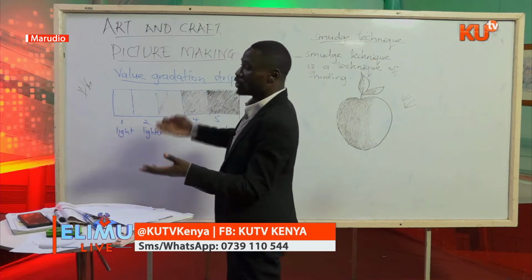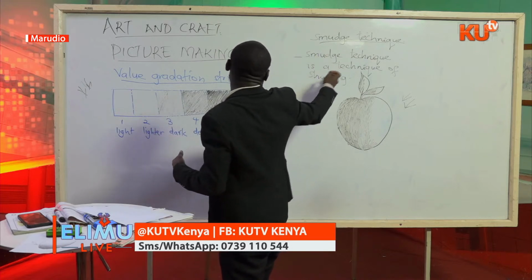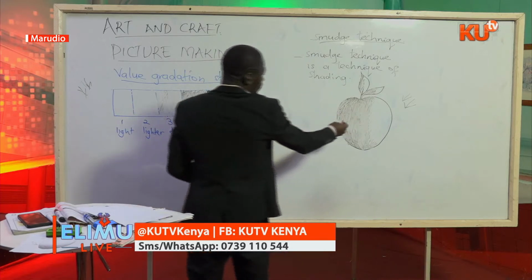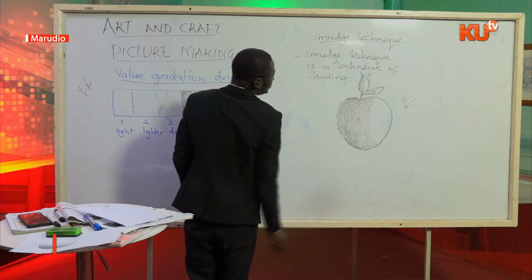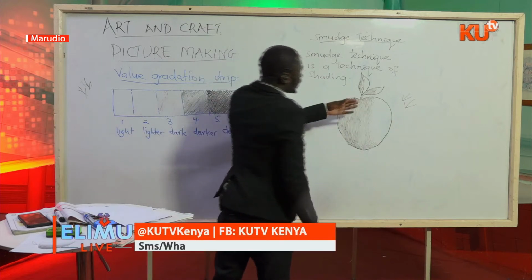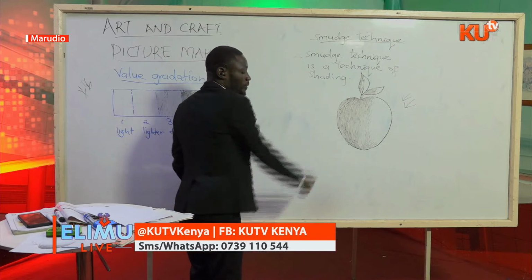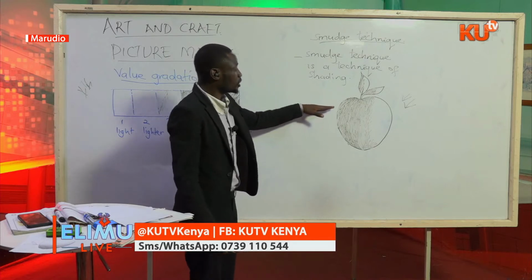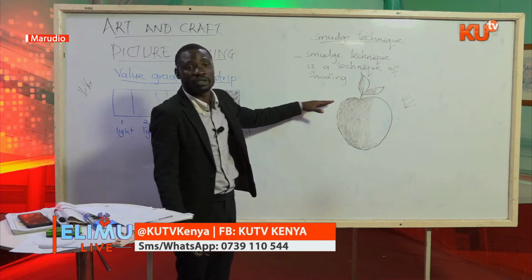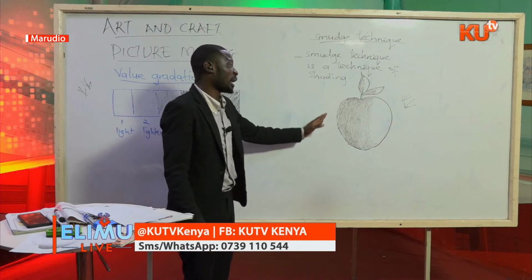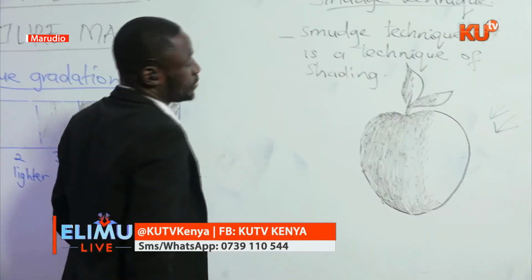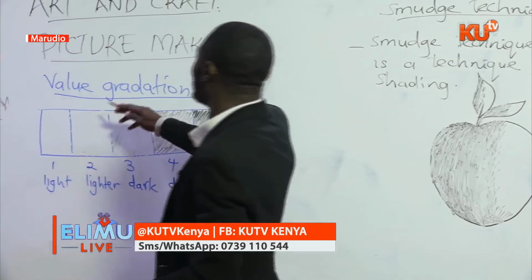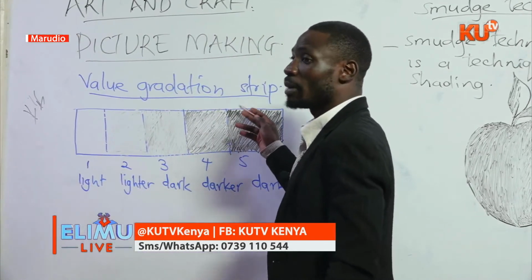Drawing, how are we going to draw? Through the smudge technique. Smudge technique, like we said earlier, is a technique of shading. We have drawn an apple here, and we have identified which side is lighter and which side is darker through shading. Shading helps us to identify the darker part of an item and the lighter part of the item, depending on where the light is coming from. And we have also come up with a value gradation.